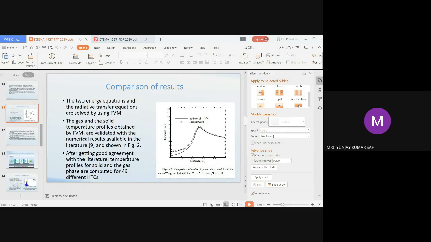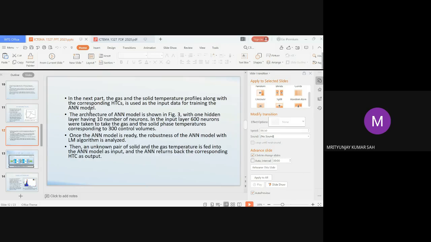And then after getting a good agreement with the literature, the temperature profiles for the solid and gas phases are computed for the 49 different HTCs. Here is some explanation of the same. Consequently, in the next part, the gas and solid temperature profiles along with the corresponding HTC are used as input data for training the ANN models, and the architecture of the ANN model is shown in figure 3.